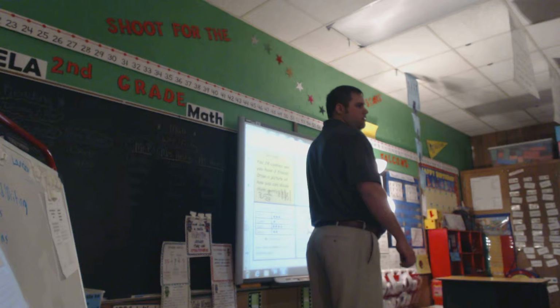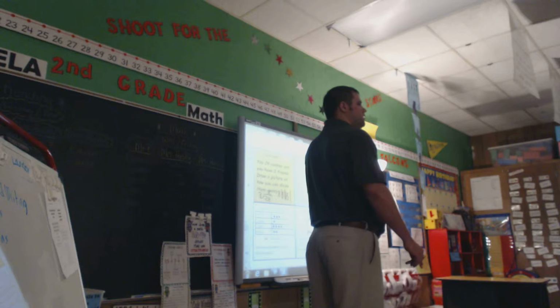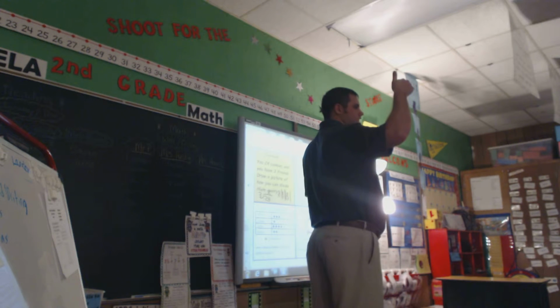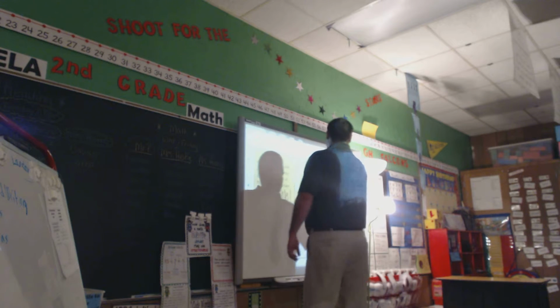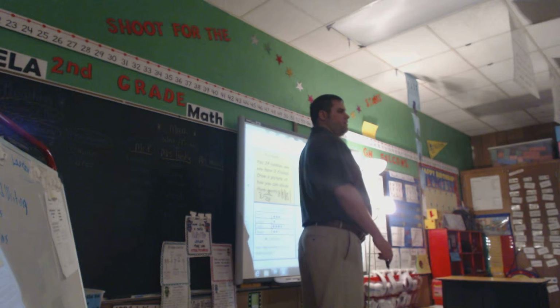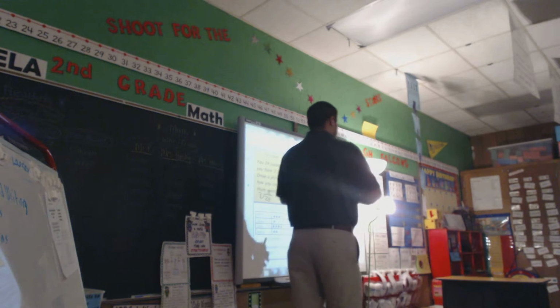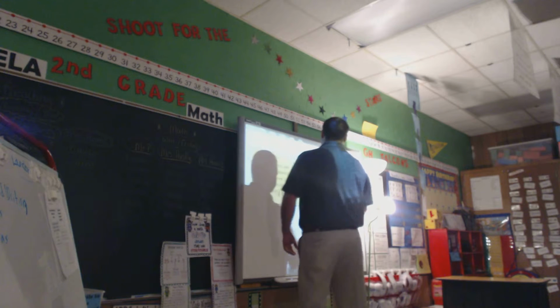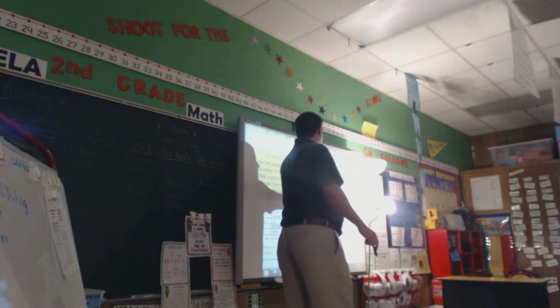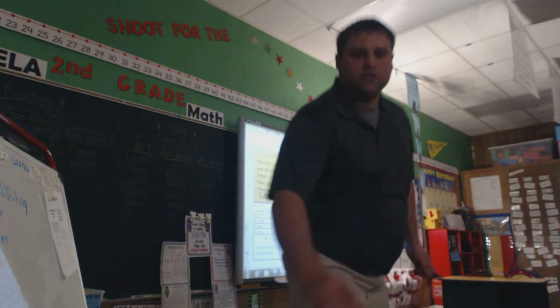Looking at table 3 again. Thank you. 13, take away 5. 8. If you agree with Ian, thumbs up. 13, take away 5 is 8. Very good. What's 7, take away 4? 3. If you agree with Connor, thumbs up. See, our answer matched our top number, so we know it's the same.